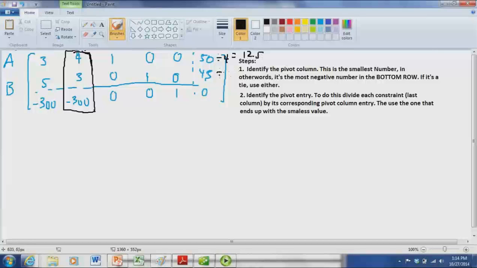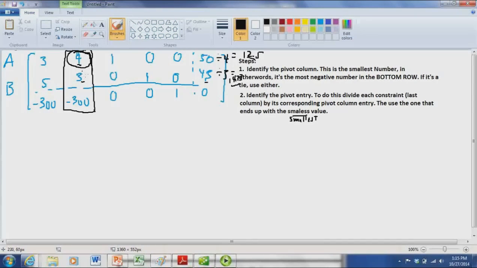Okay, and then go 43 divided by 3. Why 4? Because that was its corresponding value in that row. Why 3? Because 3 and 43 are in the same row. 43 divided by 3 is 14.33. So you compare 14.33 to 12.5. Pick the one with the smallest value. Of these two, 12.5 and 14.33, the 4 is smaller. So this right here is my pivot entry.